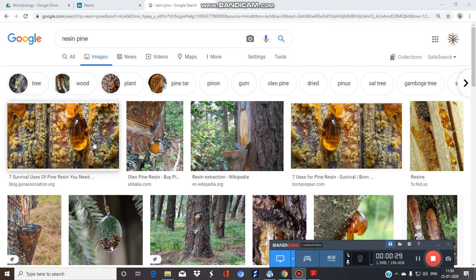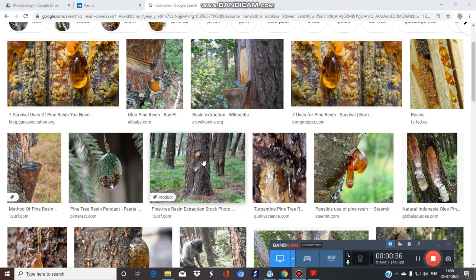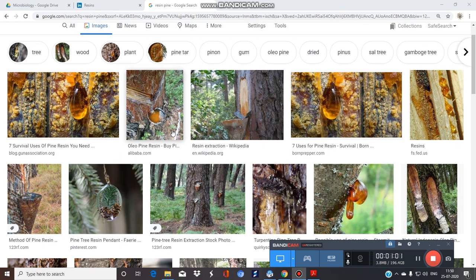Just see the photograph. This is the resin obtained from the pine tree. Don't confuse the resin with the gums like gum acacia or gum tragacanth. Gums are complex polysaccharides in nature, whereas resins are of volatile oil nature. They are a mixture of terpenes, terpenoids plus their oxygenated derivatives plus carboxylic acid, etc. They are also highly flammable.